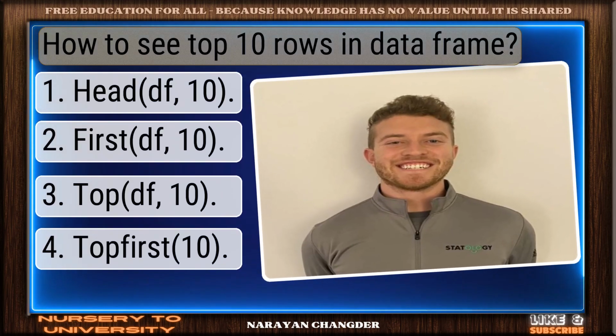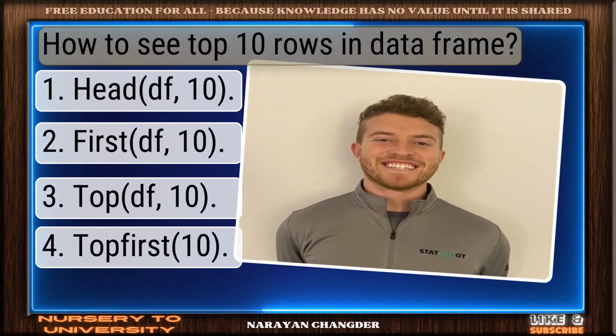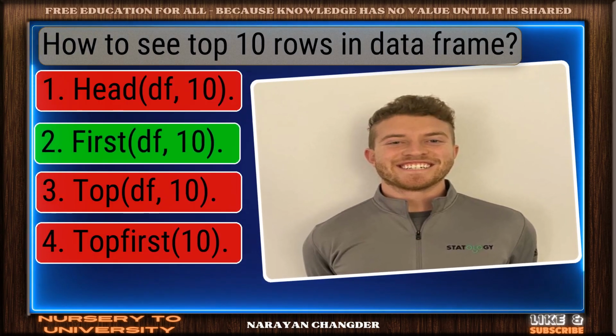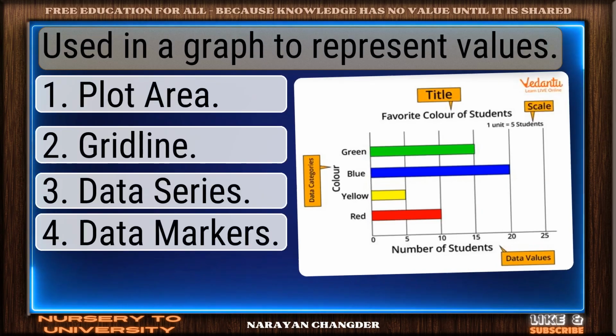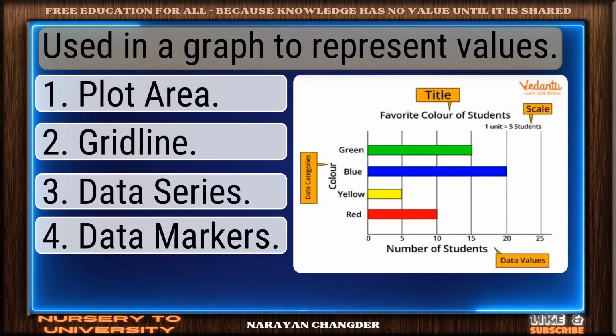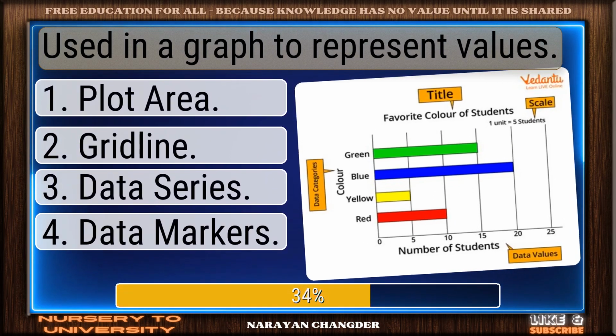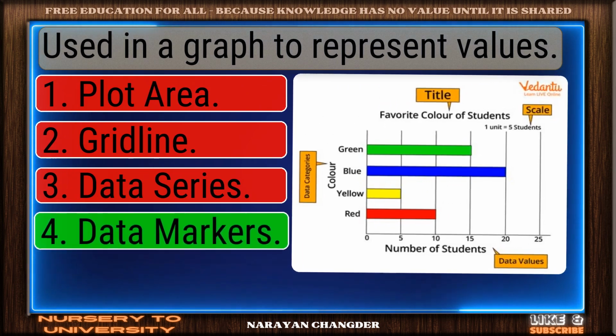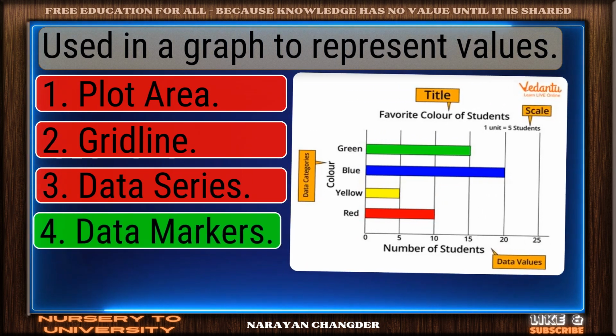Question number 53. How to see top 10 rows in data frame? Excellent choice. First is the right answer. Question number 54. Used in a graph to represent values? Exactly. Data markers make sense and it is right choice.